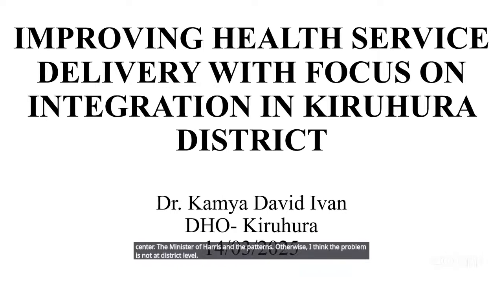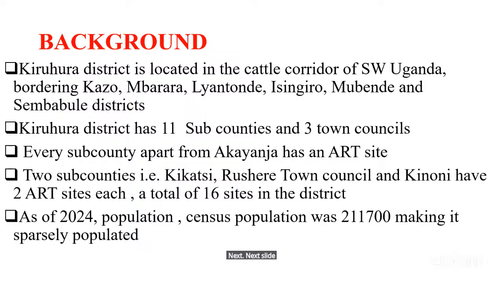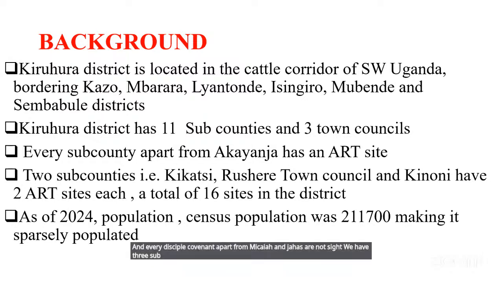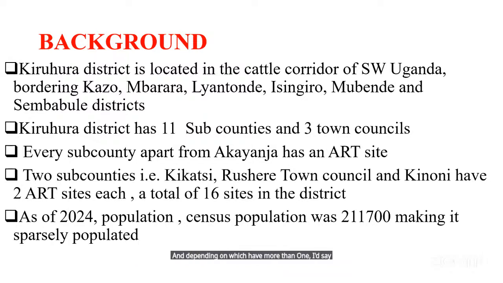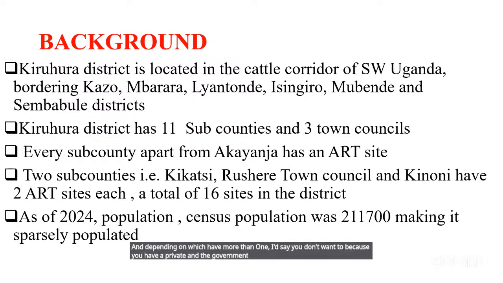Next slide. A background about Chirhura district. Chirhura district is located in the cattle corridor of southwestern Uganda. It's bordering Kazo, Mbarara, Lyantonde, Isingiro, Mubende, and Sembabule districts. Chirhura district has 11 sub-counties and 3 town councils, and every sub-county apart from Makayanja has an ART site. Three sub-counties, Chikasi, Rushere, and Rushere Town Council, and Kinoni, have more than 1 ART site. Those have 2 because we have a private and a government site in each, giving a total of 16 ART sites in the district.